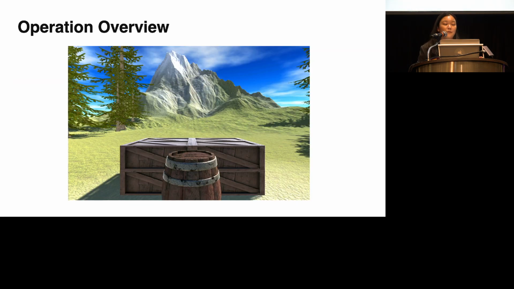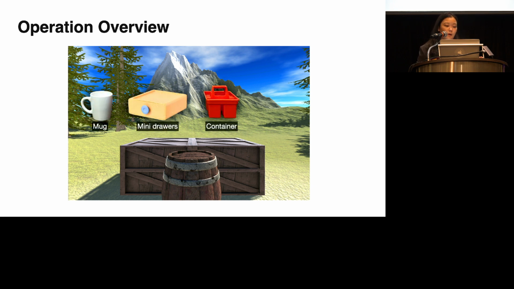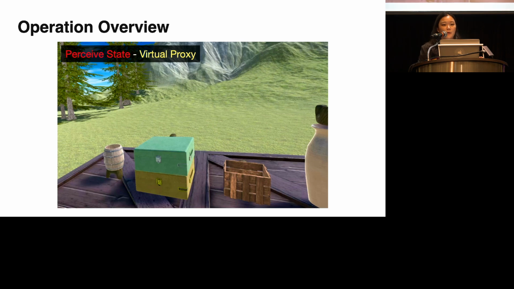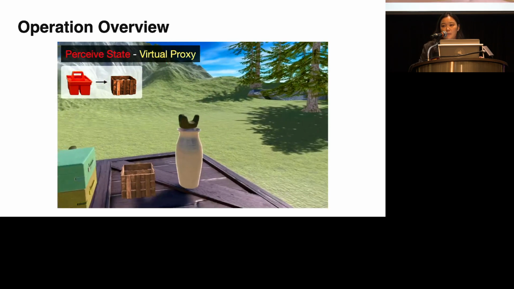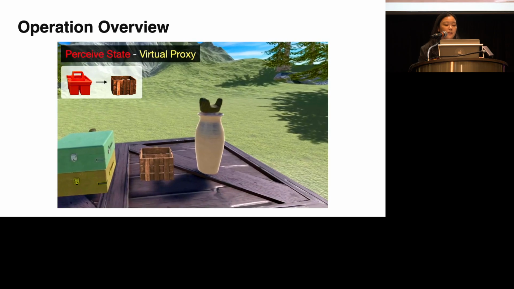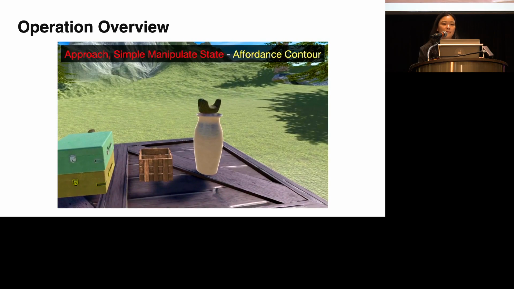Here, the user is relaxing in a virtual campsite while interacting with a mug, mini drawers, a container, and a water jug. Initially, in passive state, we use a virtual proxy that mirrors the primitive shape, size, and function of the physical object, such as this container, into a virtual wooden box. It integrates physical objects into the virtual environment and aids user awareness of their existence.